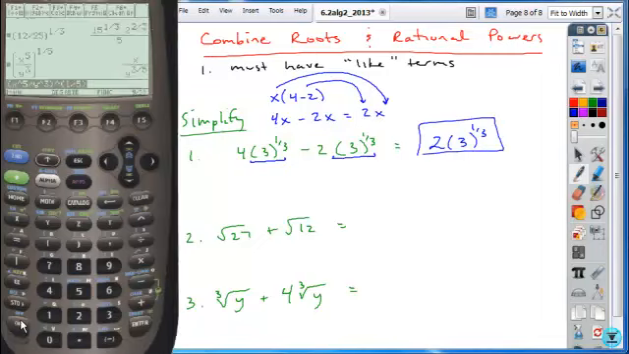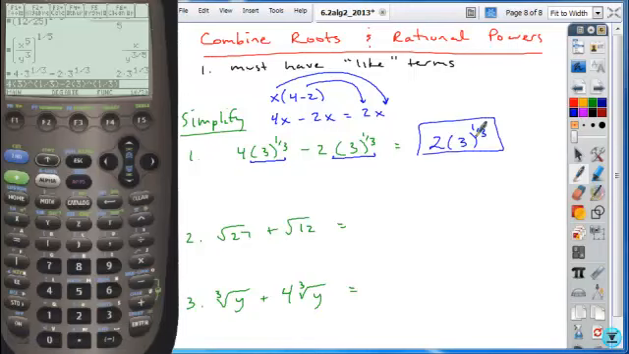Now, if we're confirming this using our calculator, 4 times 3 to the power of, again, make sure you put your rational power in grouping symbols, minus 2 times 3 to the power of, in grouping symbols, 1/3. And you get your answer, 2 times 3 to the 1/3. So it confirms that we did it right.